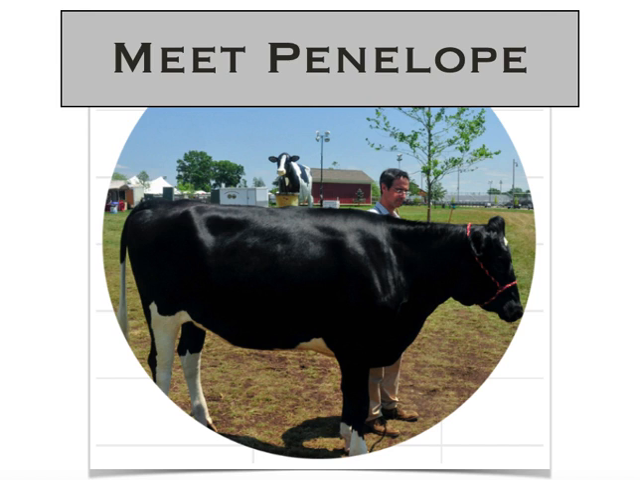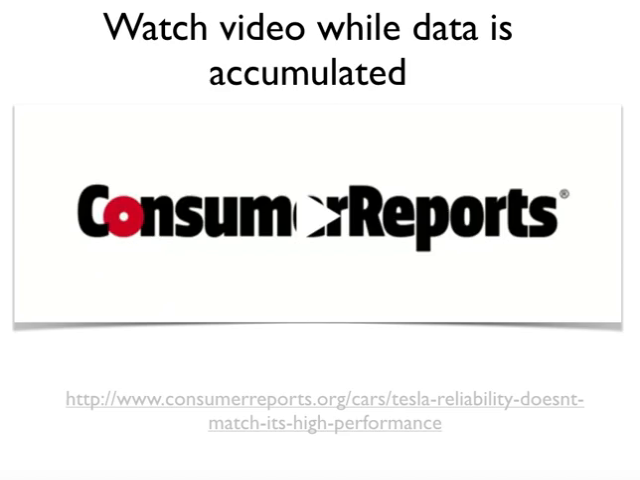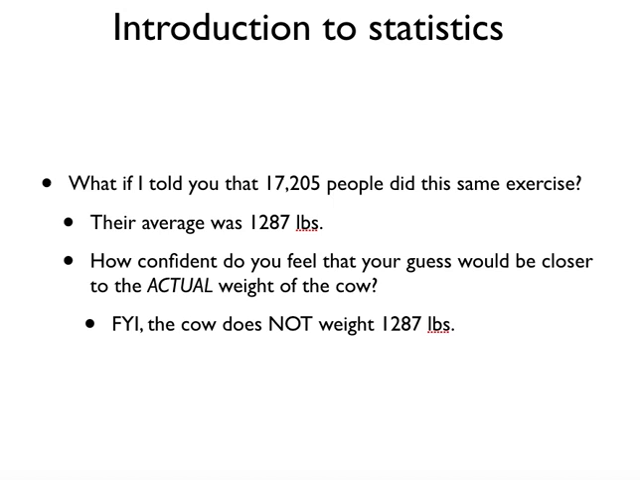So what somebody did is they measured the weight of Penelope first, and understood how much she weighs. But then they asked a bunch of people to estimate, just by looking at Penelope, her weight. Actually, we're not going to do it. In the past, I had done this as a class exercise, but of course, we can't do that in this situation. So they took 17,205 people, a really large number, and everybody guessed Penelope's weight. The average guess of all those 17,000 people was 1,287 pounds.